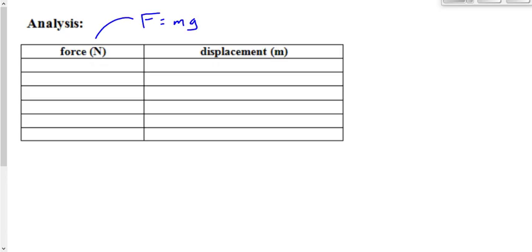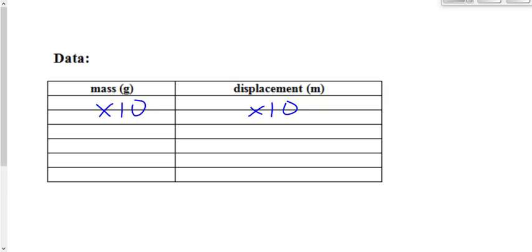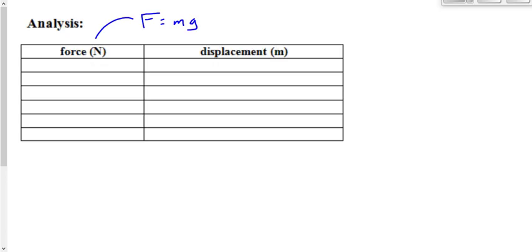And notice my displacement here is measured in meters. Back here in your data table, it doesn't really matter what units you're using. But when you create your analysis table, I want you to be in newtons, which requires you to use kilograms, and I want you to be in meters. Because you're going to plot a graph from this, and in your graph, you definitely want to be in the proper units, meters and newtons.